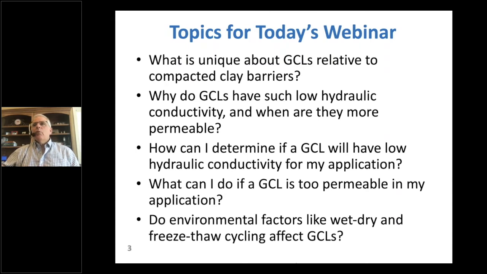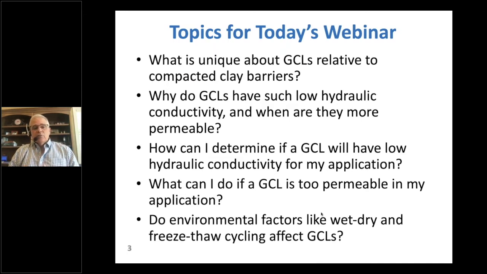When do they become more permeable? We know that they work really well in certain circumstances. Others, not so much. So where is that boundary between when things are working well and when things are not working satisfactorily? How can we determine that? How can we measure it? How can we predict it? How can I determine if it's going to work for my application?